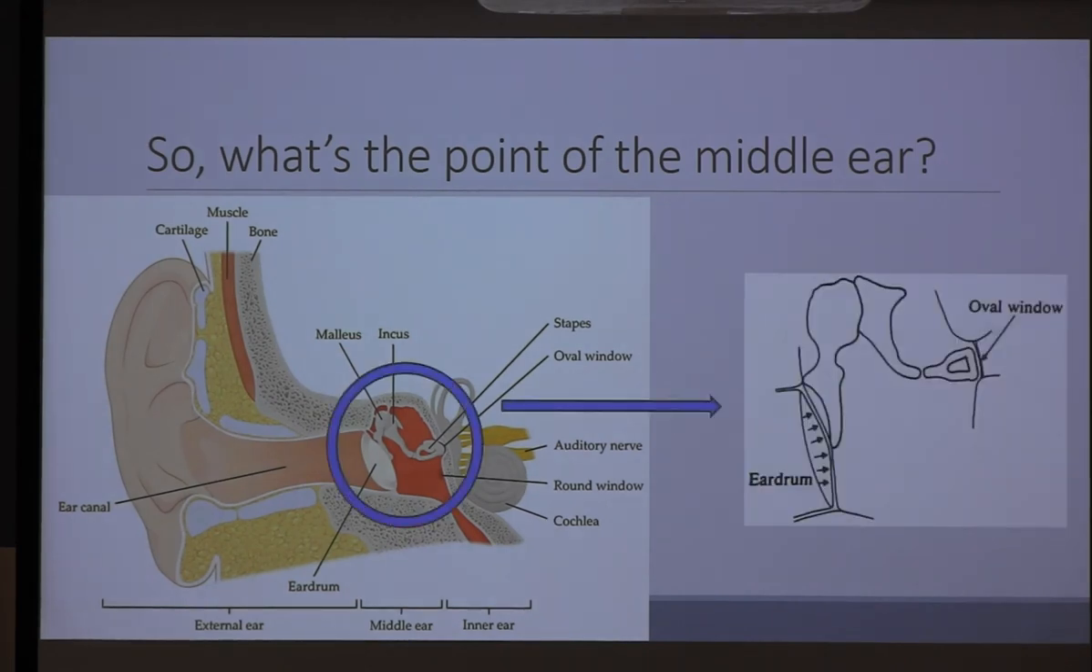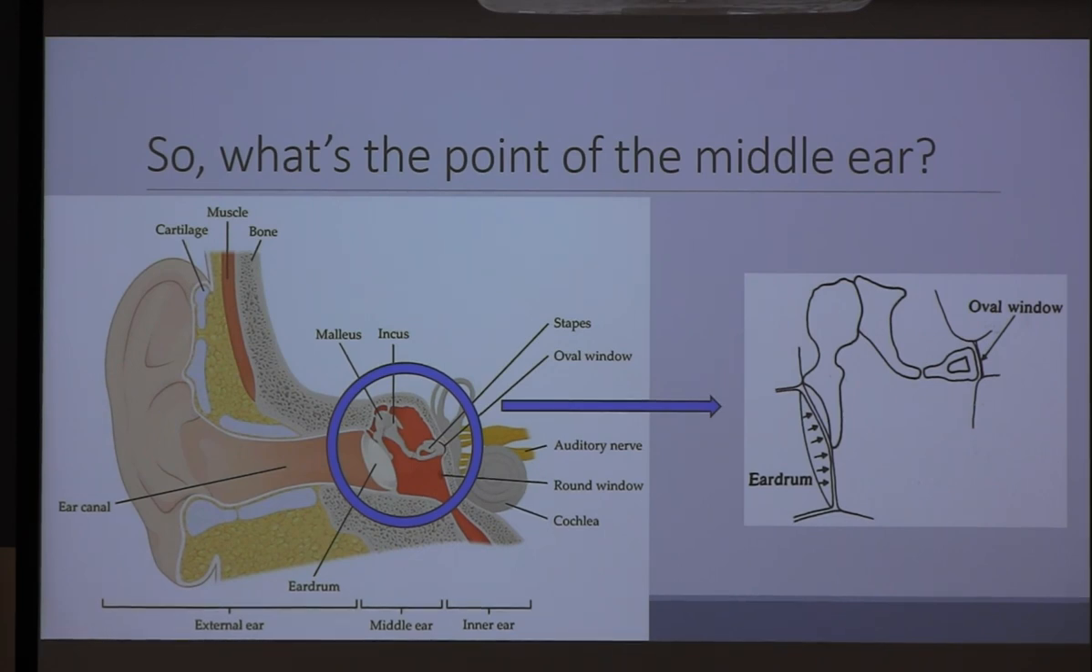And when I say middle ear, I mean this structure of the eardrum and the three ossicles. The eardrum is a membrane, and the oval window is also a membrane. So all it is doing is transferring vibrations from one membrane to another. So why isn't the entrance of the cochlea just determined by the eardrum?